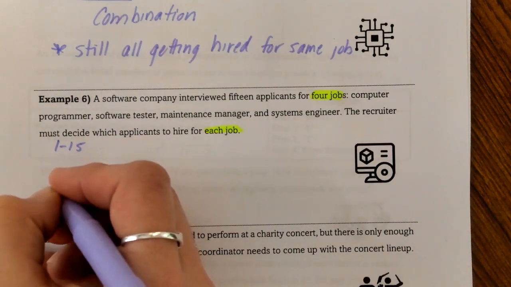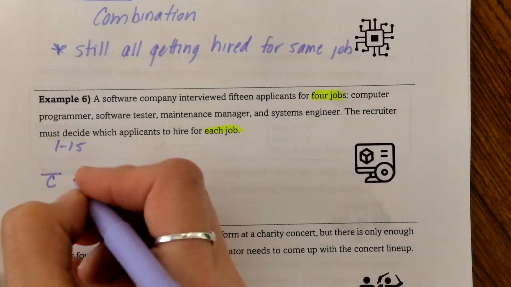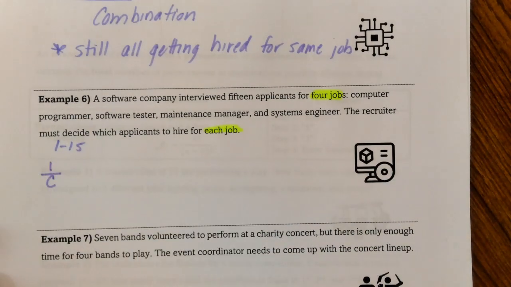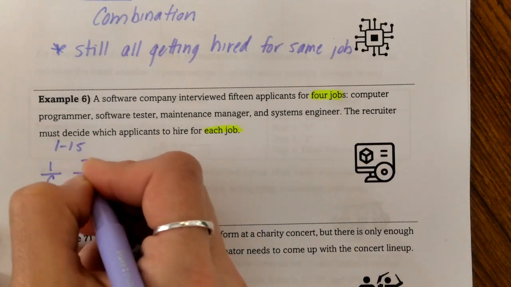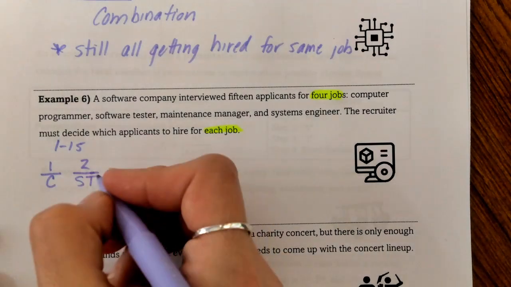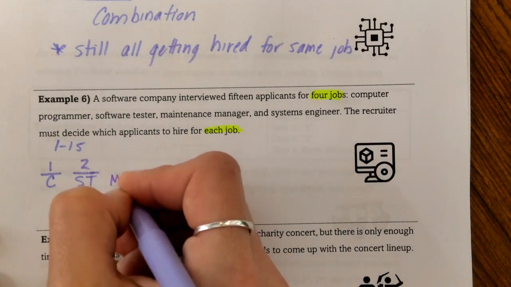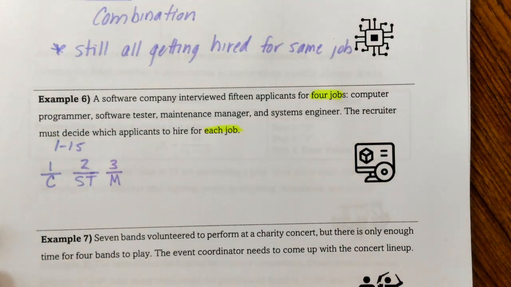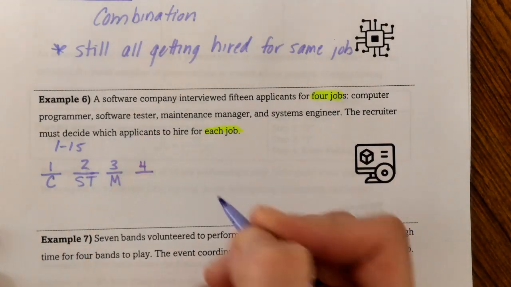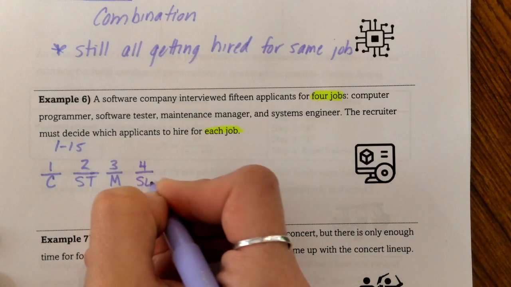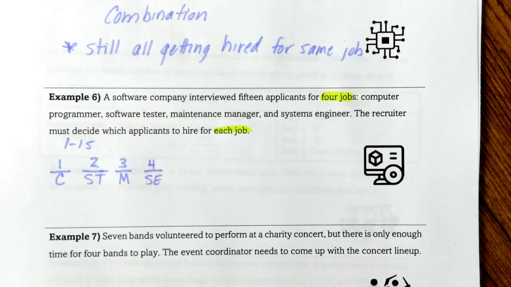jobs we have. We'll put C for computer programmer. Okay, let's say that we choose that. That's the first person. Then we say, okay, we got a software tester, and that's the second person. It's going to get the software tester. Then we have our maintenance manager, and let's say the third person we choose is going to get the maintenance. And let's say the fourth person that we choose is going to get the systems engineer. So the first 4 people we choose, this is the order that they're going to go in.